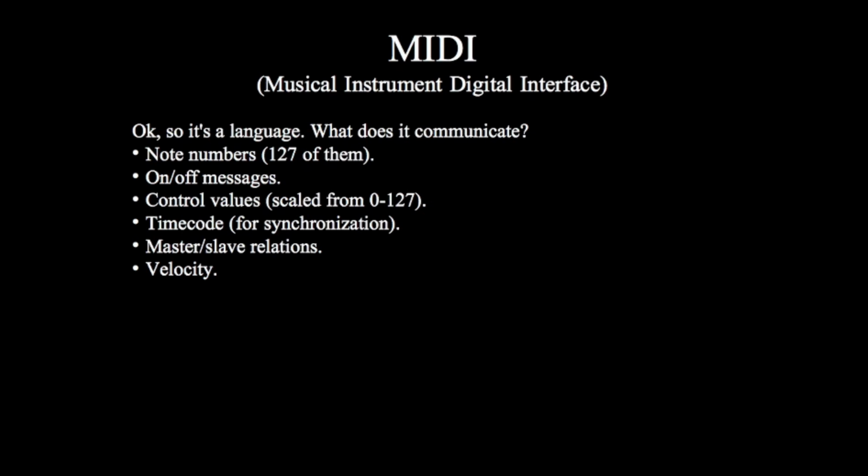We also have control values, which also are scaled from 0 to 127. So control values would be like the knobs on the electronic keyboard that you have. So as you turn the volume up, you are going from all the way to the left to all the way to the right. That is scaled in MIDI language to values between 0 and 127.